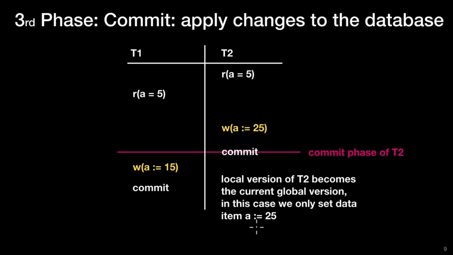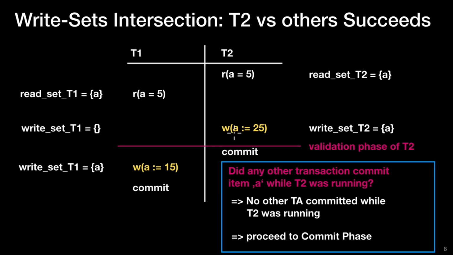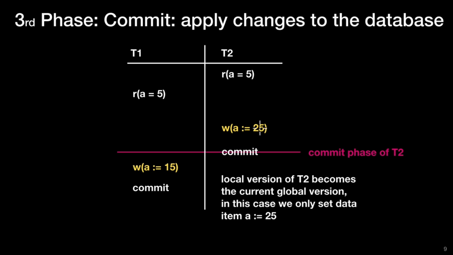You actually lock the item A in the database and now change it from 5, previously it was 5, to 25. That's now done atomically in this phase, which means the changes done by T2 are brought into the database. That's the end of the third phase. And it's a relatively boring case because it's more interesting if there are conflicts.